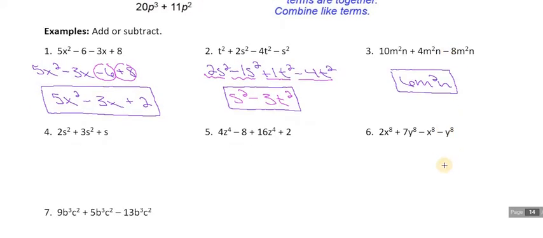I'm going to go down to number 6 and 7. In number 6, we've got 2x to the 8th plus 7y to the 8th minus x to the 8th minus y to the 8th. Again, we've got multiple variables here, so let's go ABC order. So I've got my 2x to the 8th that I'll put in the front, and my minus 1x to the 8th that I'll put right next to it because they're like terms, same variable, same power. Then I'll drag down my plus 7y to the 8th, and then my minus 1y to the 8th.